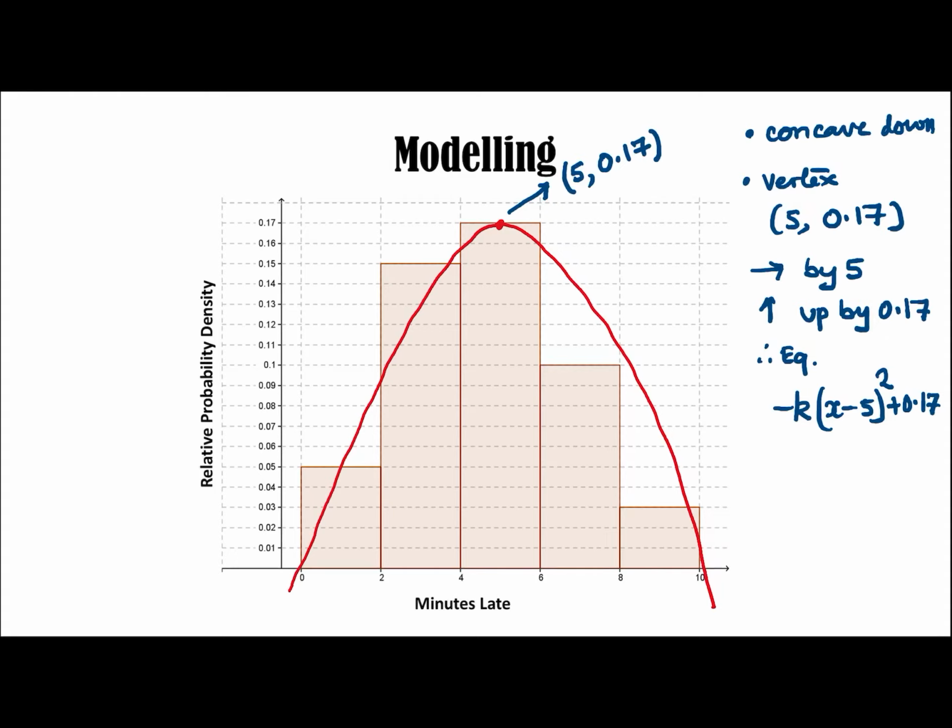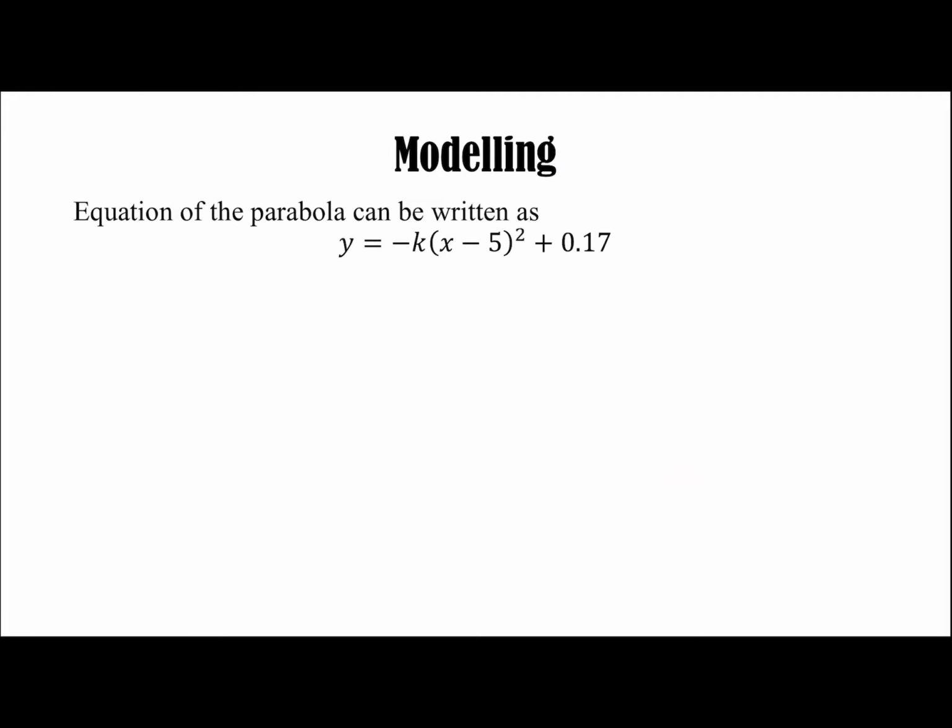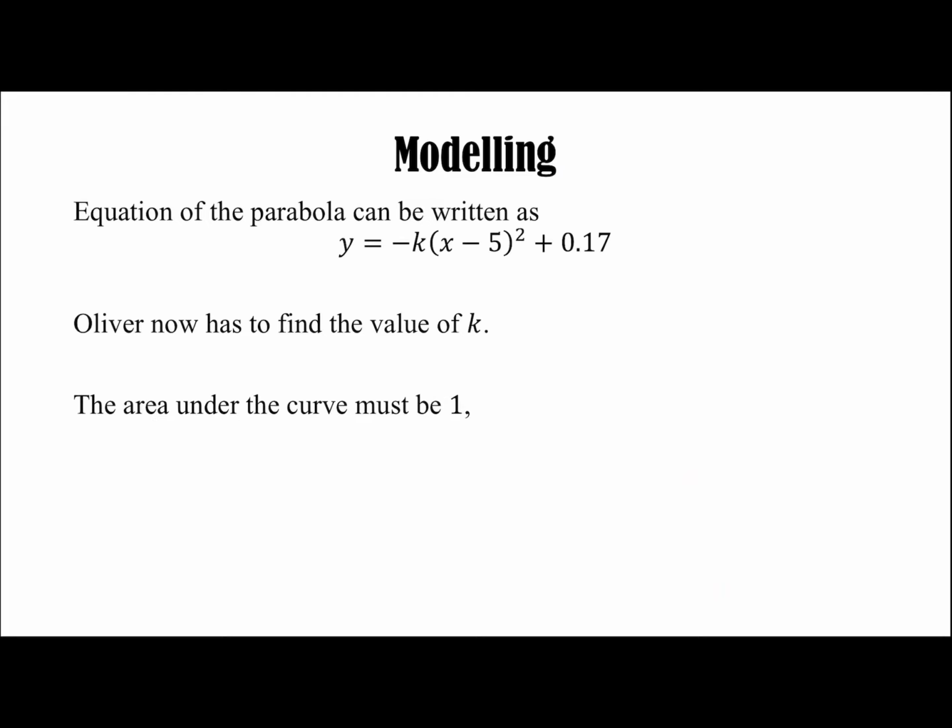Oliver decided to model the data using a parabola. So that's called modeling. And the equation of this parabola can be written as y is equal to minus k times (x minus 5) squared plus 0.17. Oliver has to find out the value of k. So how does he find the value of k? He knows the area under the curve must be 1. And how do we find the area under the curve? We use integration. So integration of that smooth curve function from 0 to 10 should be equal to 1.